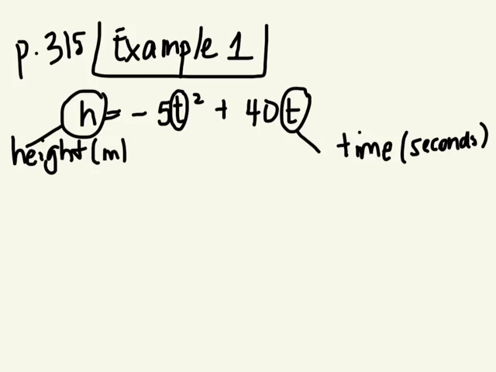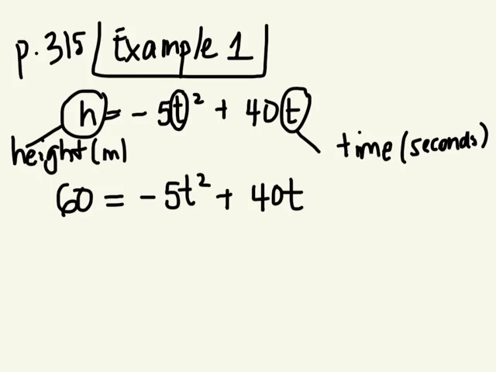So where am I going to plug in that information? We're given the value of 60 meters. Will I plug that in for H or T? Good. So let's write 60 equals negative 5t squared plus 40t.